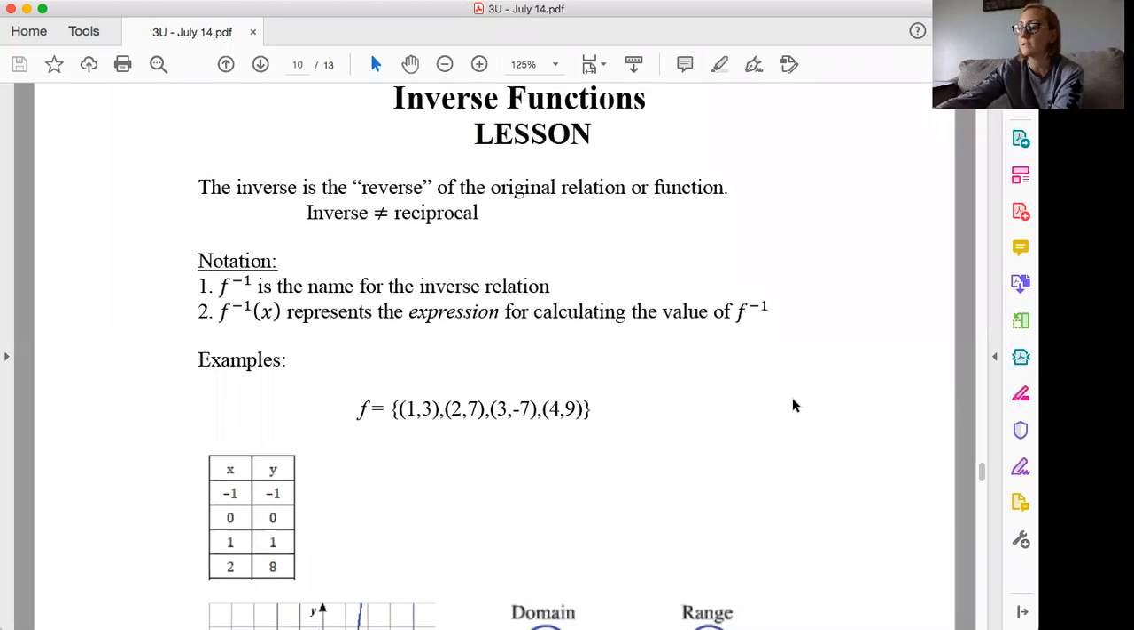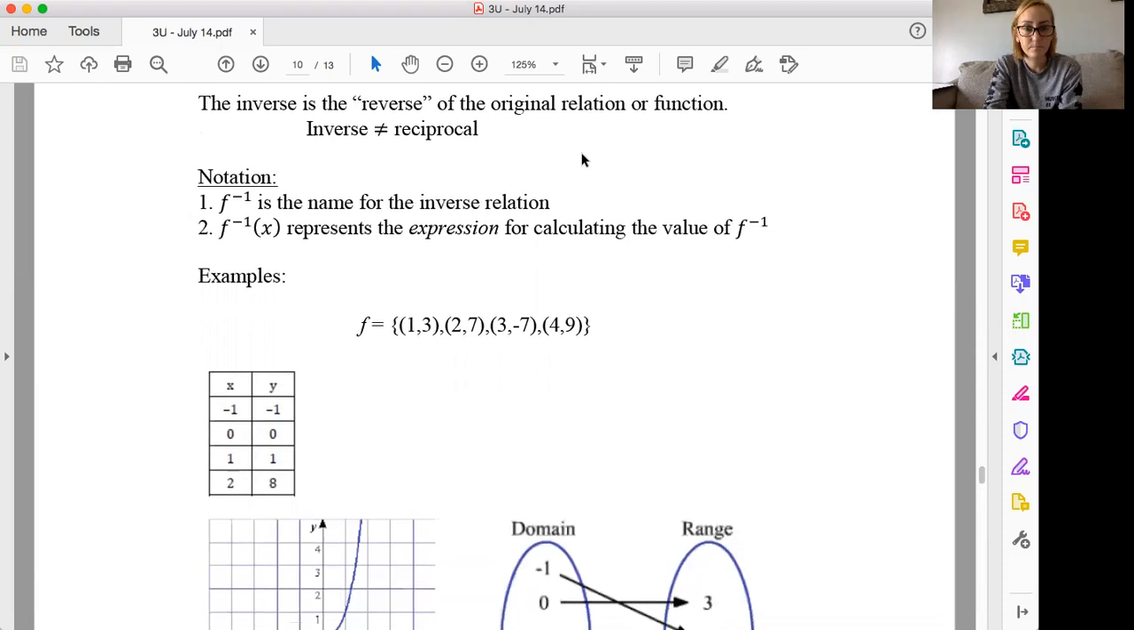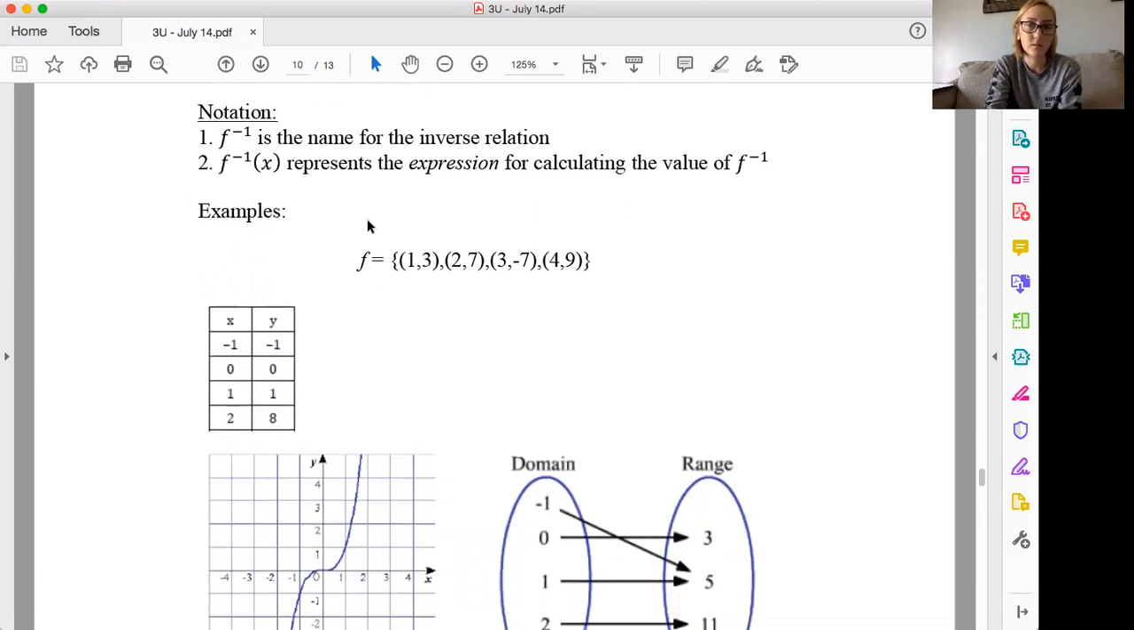Okay, so we're looking at the last lesson for today. We're looking at inverse functions, which is the reverse of the original relation or function, but it does not mean the reciprocal. Remember, the reciprocal is 1 over x, for example. So just keep in mind that the notation for the inverse is f with a little -1 at the top.